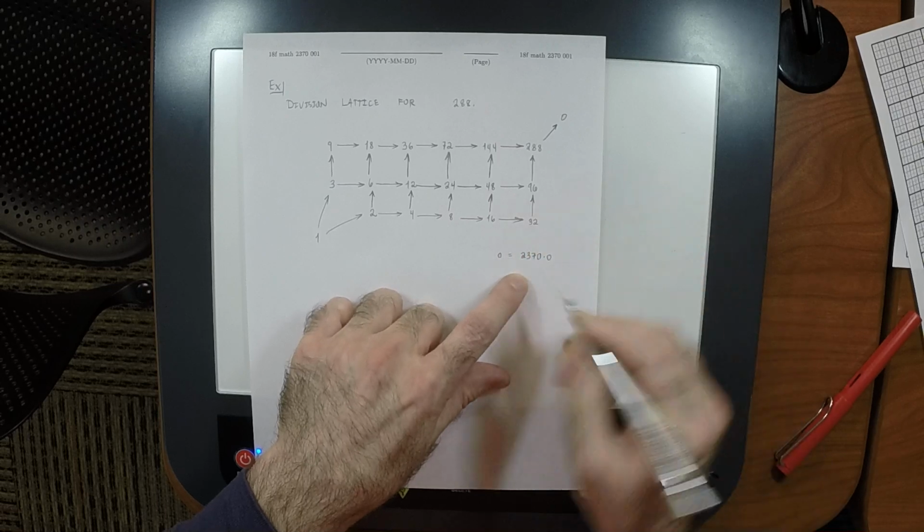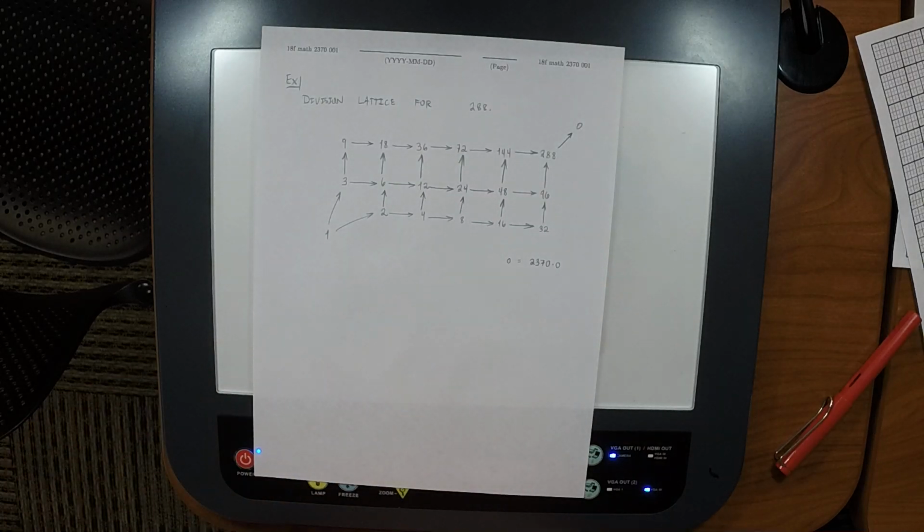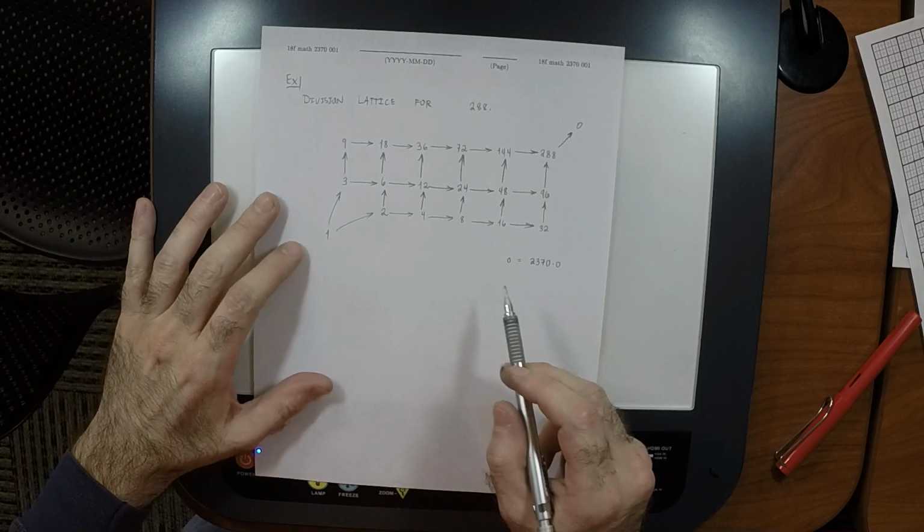Is this equation true? Yeah. So 2370 is one of zero's divisors. And for that matter, so is zero. Zero is one of zero's divisors. Don't interpret that as saying that it's permitted for you to divide by zero. That's not what I'm saying. Rather, I'm saying that zero is a divisor of zero. Okay.